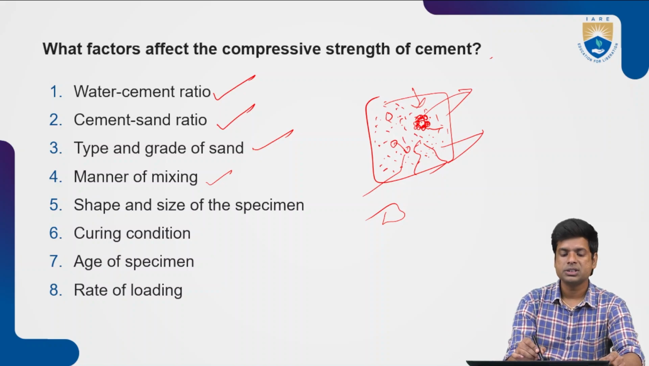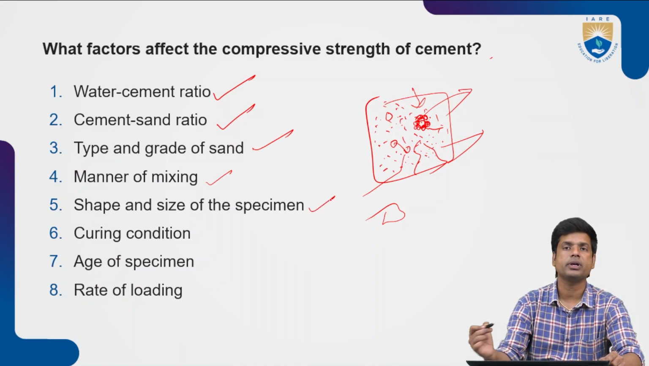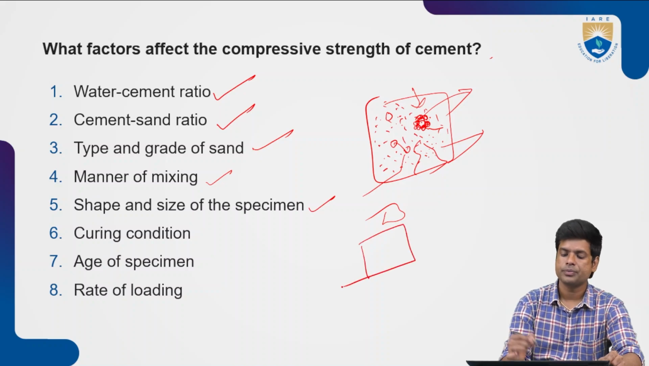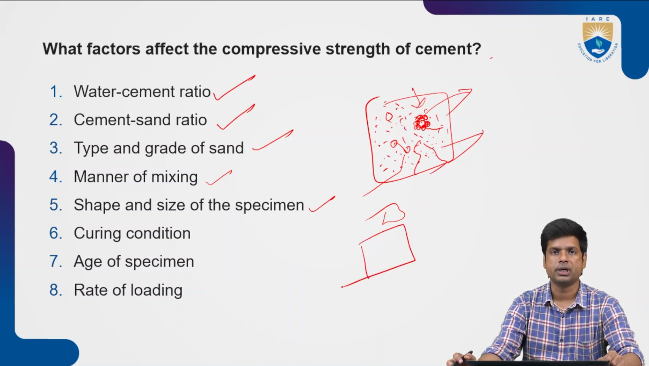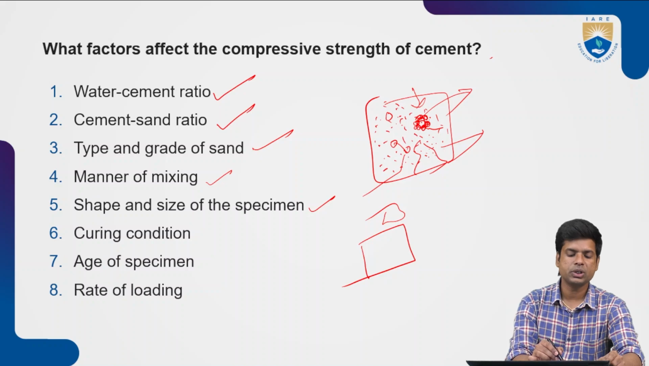Next one, shape and size of the specimen. Normally we use a cubical shape for cement. And next one, curing condition.